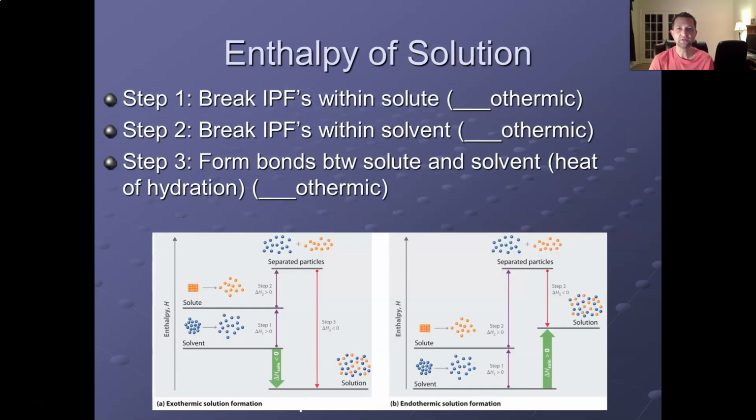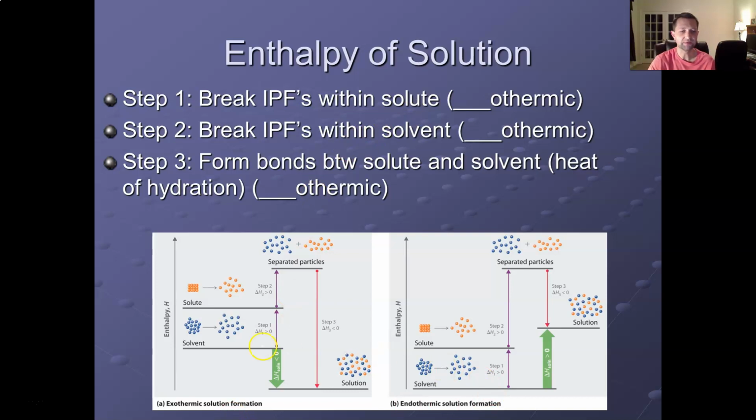So once you have your solution made, or actually when you're making your solution, you might have a change in temperature. So that's called enthalpy of solution. We'll talk about this more in our thermodynamics unit a little bit later on in the course. So in order for something to dissolve, 3 steps need to occur, right? So step 1, we need to break the interparticulate forces within the solute.